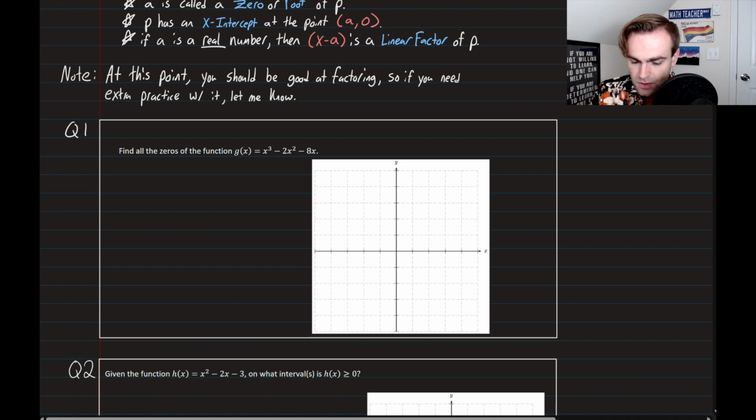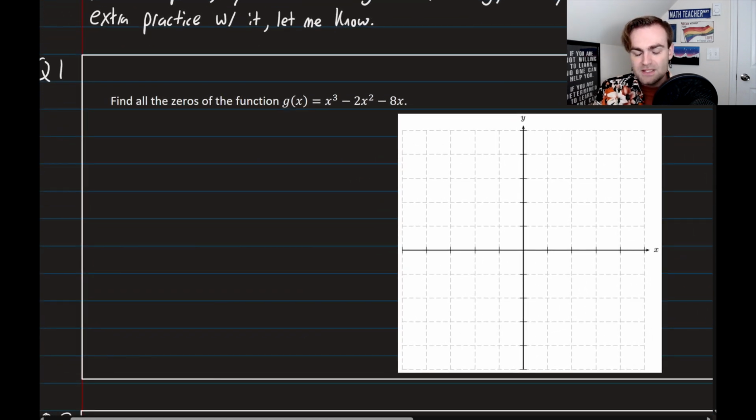So let's start with question 1. We're going to find all of the zeros of this function. To find a zero of a function, your first goal is going to be to factor it. If you can't factor it, then we'll go to the quadratic formula or another method to try to solve it that way. So we have this function here, and I see that there's an x in every term, so I'm going to factor out an x, and that leaves us with x times x squared minus 2x minus 8.